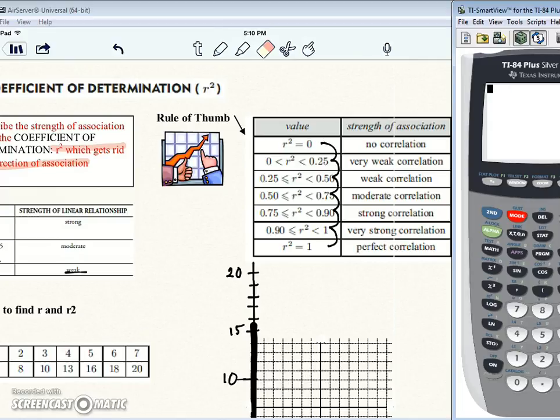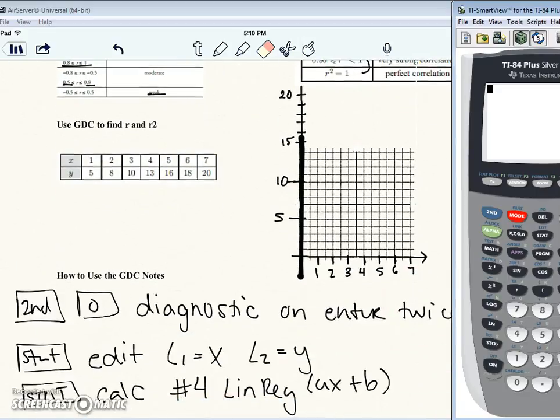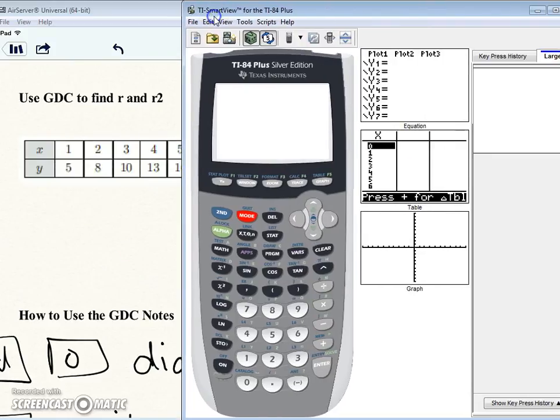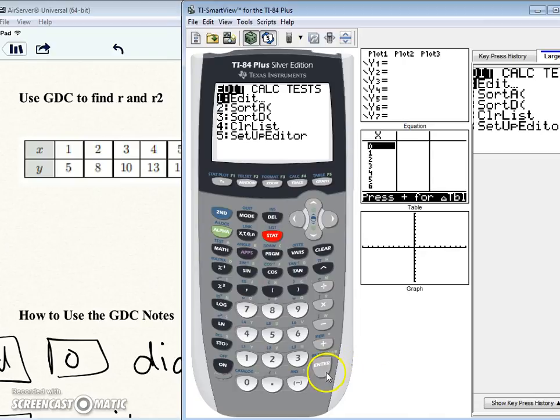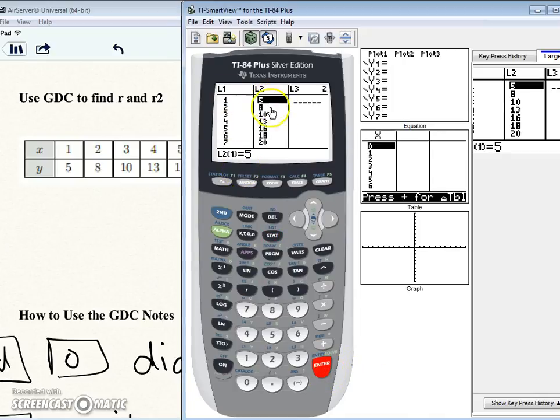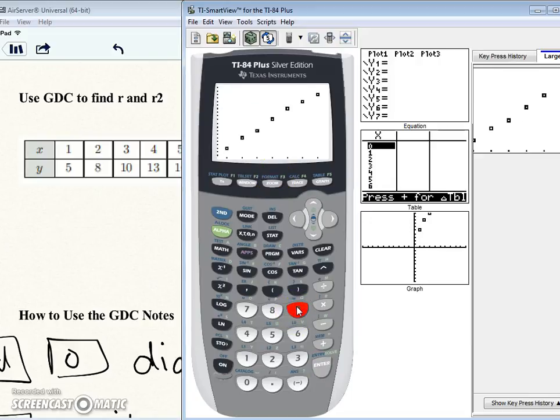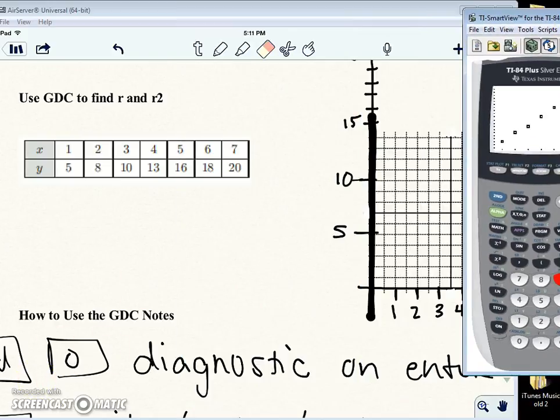More importantly is how do we find these with the calculators, the R and the R squared, and what does the R squared mean? Well, let's do it with this data. I've already gone to stat, edit, and put it in list 1 and list 2. If you wanted to, you could graph it. You could go second, y equals, plot on, hit zoom 9, and there's our data. I'm going to say, instead, let's just do it by hand quickly.